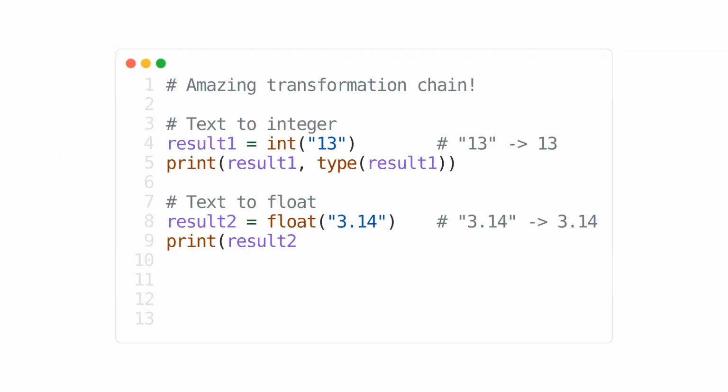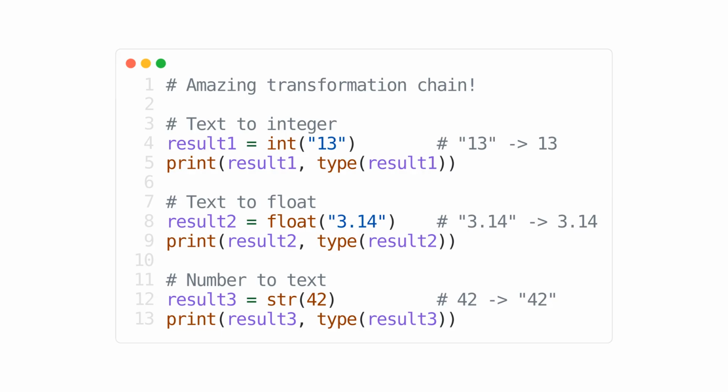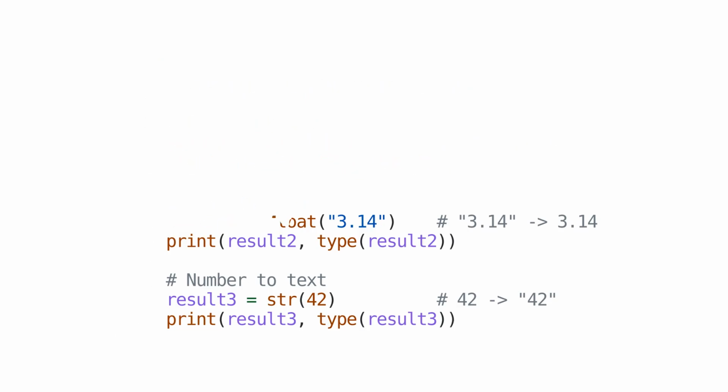Picture this amazing transformation chain. The text 13 goes into the int converter and comes out as the number 13. The text 3.14 goes into float and emerges as 3.14. And the number 42 goes into str and becomes the text 42. It's like having magical transformation machines.